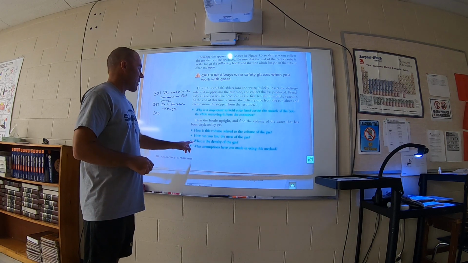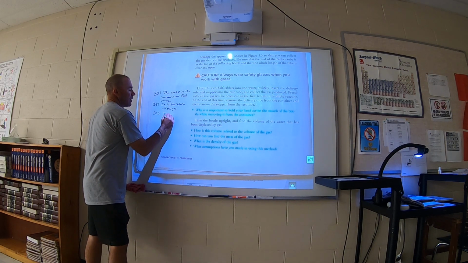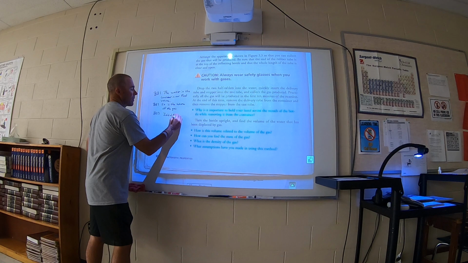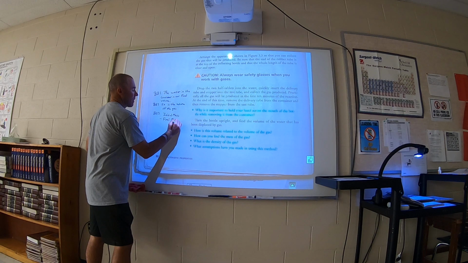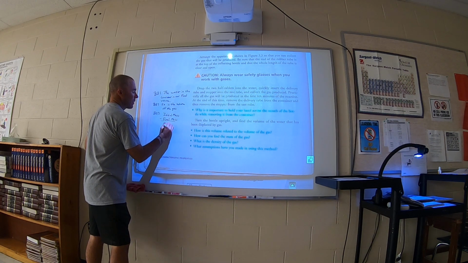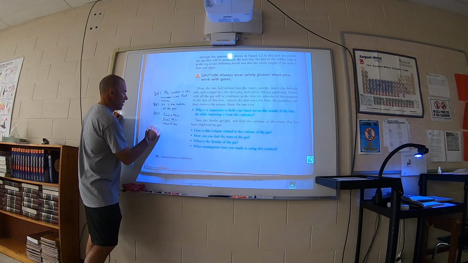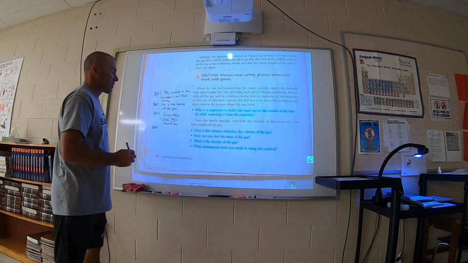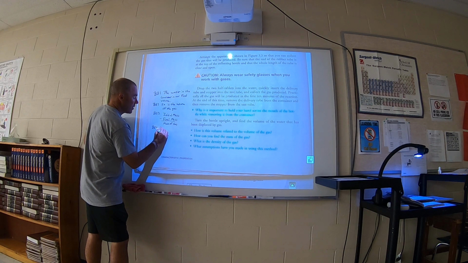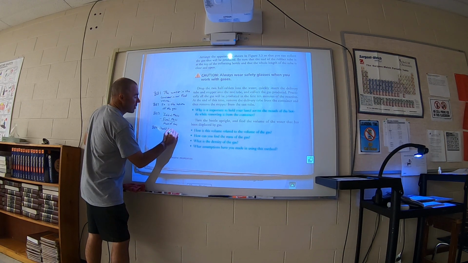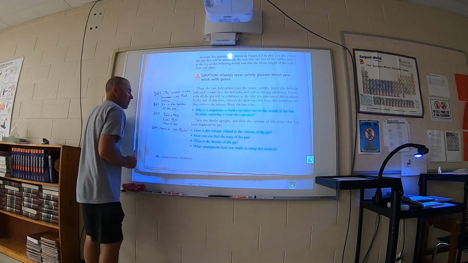Number 3, it says, how can you find the mass of the gas? You're going to take initial mass minus final mass. That's going to give you mass of gas. Then number 4, what's the density of the gas? I'm going to tell you what it should be. I don't know what you got, but it should be 0.0018 grams per cubic centimeter.